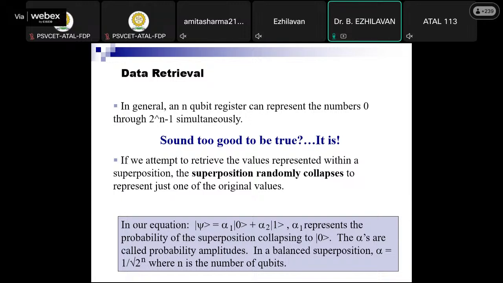See here what I told already. Psi ket equals alpha 1 0 ket plus alpha 2 1 ket. Alpha 1 represents the probability of the superposition collapsing to 0. Alphas are called probability amplitudes, as I told already. In a balanced superposition, alpha is 1 by root of 2 power n, where n is the number of qubits. We will see in coming slides in detail, so it will be easy to understand. It may be a little bit confusing because it is very complex, as it is a combination of mechanics, physics, etc.